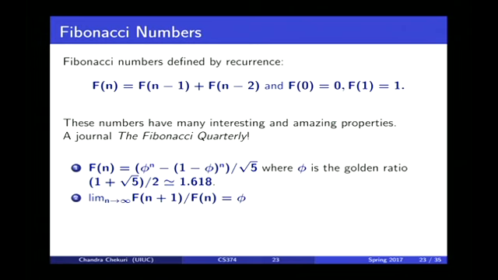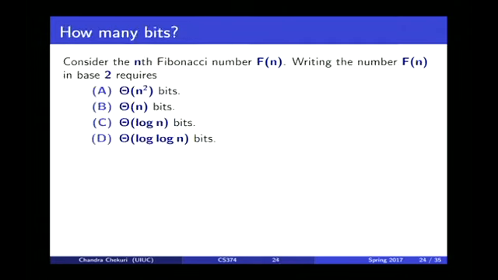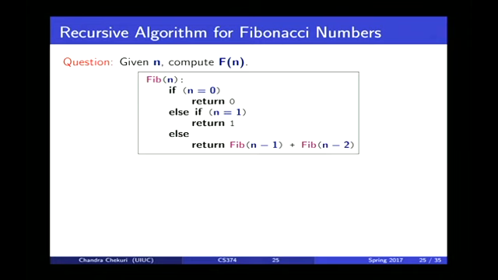So why can't I code up the recurrence? I know how to solve it, so here is a code for Fibonacci of n. If n equals 0, return 0; if n equals 1, return 1; otherwise return this. We know how to do recursion, no? What happens if I implement this? It takes a long time.